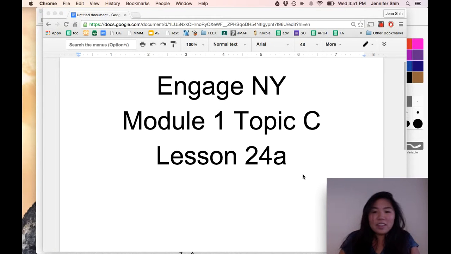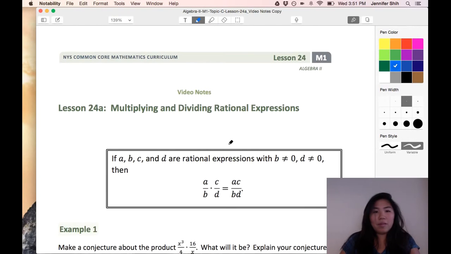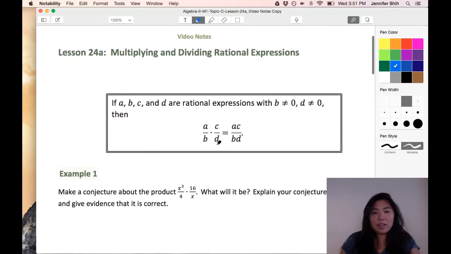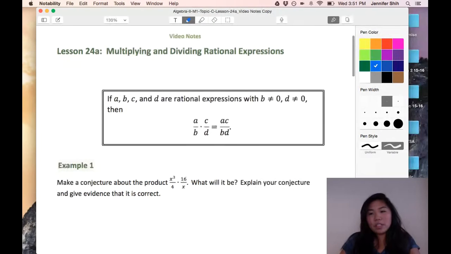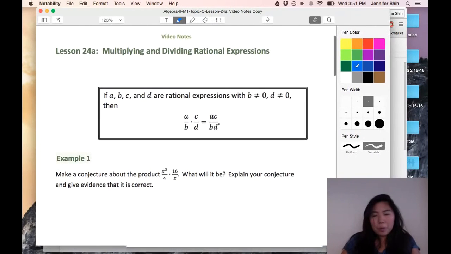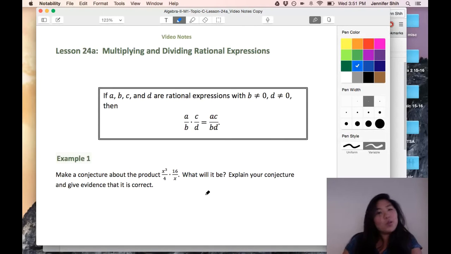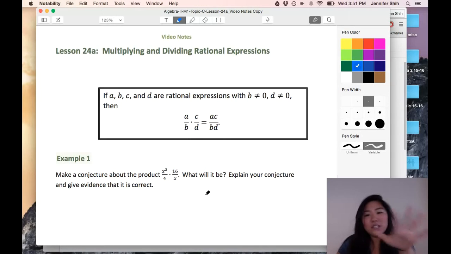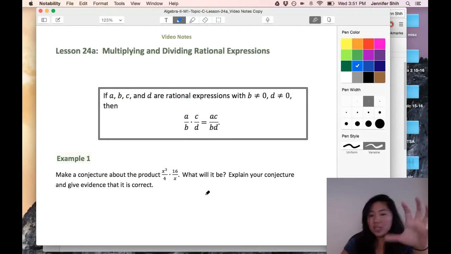Hello, this is our video notes for lesson 24A. Today we are going to be talking about multiplying and dividing rational expressions. But actually this video is just going to be on multiplying expressions, and this is the first of two videos of multiplying rational expressions.